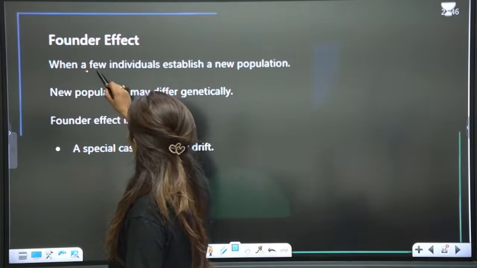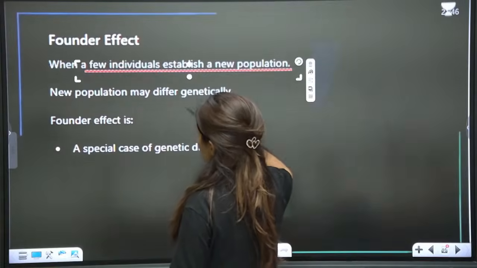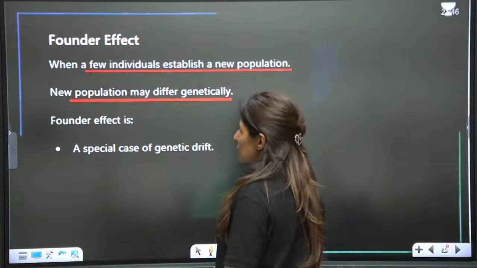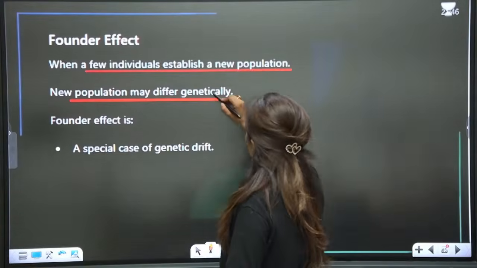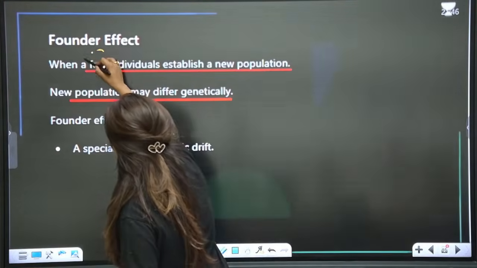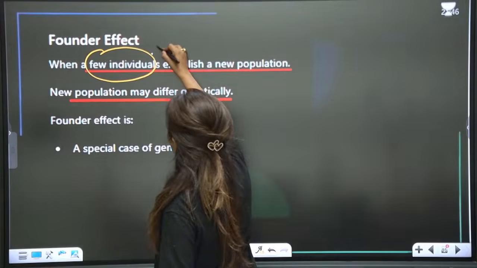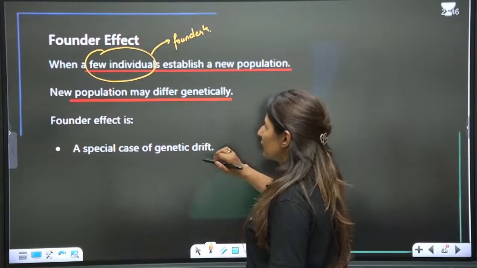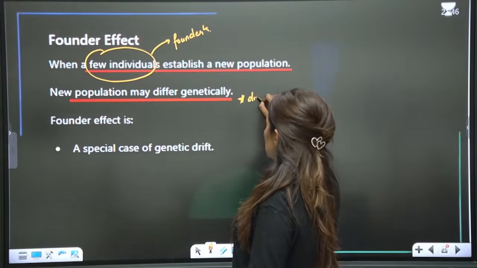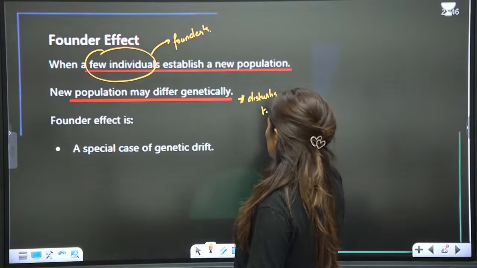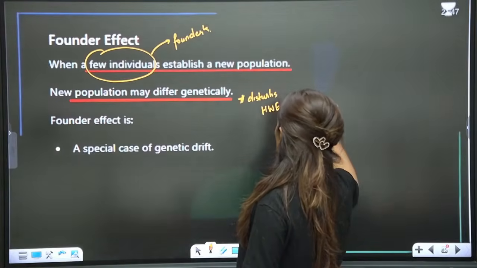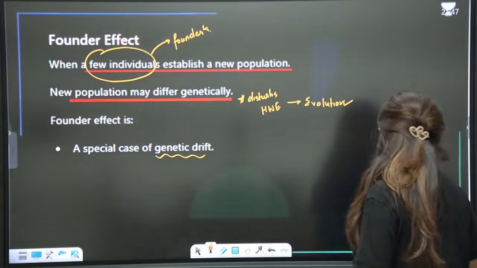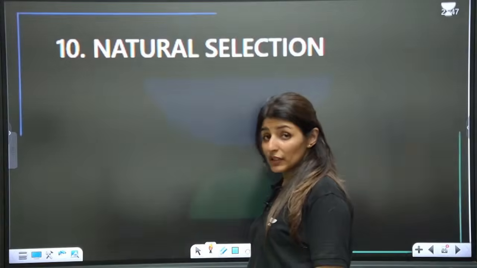See, if a group of individuals establish a new population, that new population will differ from the original population genetically. So the few individuals which give rise to the new population are known as founders. Because they are genetically different, it disturbs the Hardy-Weinberg equilibrium and leads to evolution. So there will be a new population. It is a case of special genetic drift. Clear to all?